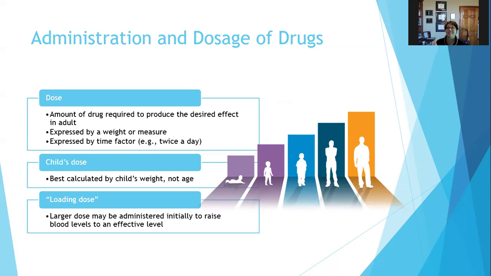So the dosage of a drug, the effective dose, is the amount of drug required to produce the desired effect in an adult. And it's usually expressed by a weight or measure and expressed by a time factor. So you take 10 milligrams twice a day, something like that.